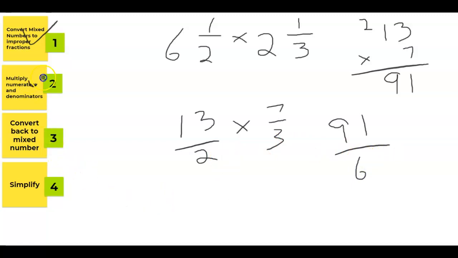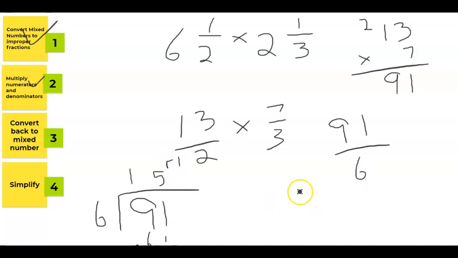Got to convert it back to a mixed number. What is 91 divided by 6? Well, 6 goes into 9 once. 1 times 6 is 6. Subtract, and you get 3. Bring down the 1. How many 6s in 31? 6, 12, 18, 24, 30, 5 times. 5 times 6 is 30. And you're going to end up with a remainder of 1, right?